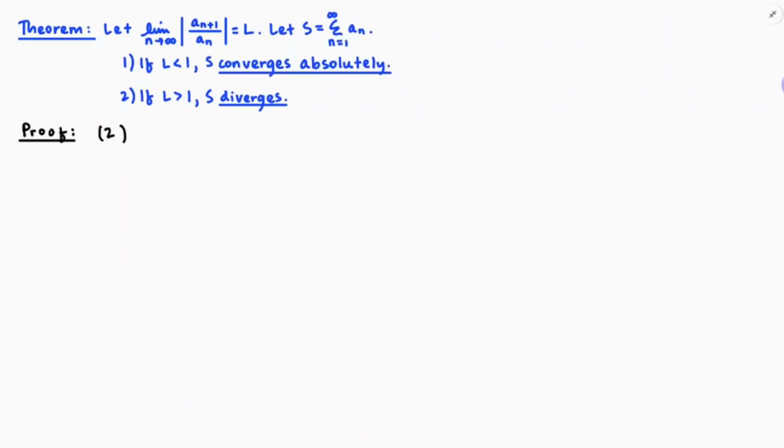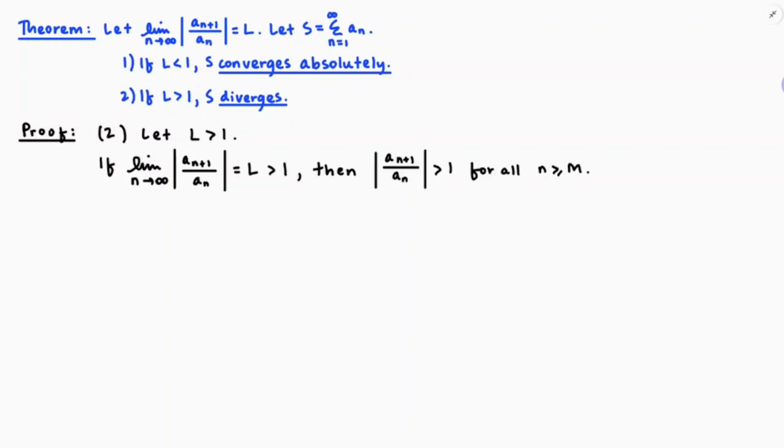Now, for the second part, I think this is going to be a little easier. We're going to let L be some number that's greater than 1. Okay, and we know that the limit of the absolute value of the ratio a_(n+1) to a_n is going to be L, which is a number that's bigger than 1. Now, if that limit is true, then that means that the ratio, the thing that we're taking the limit of, has to be bigger than 1 for all n beyond some threshold, just like the other one. That's the definition of a limit as n approaches infinity.